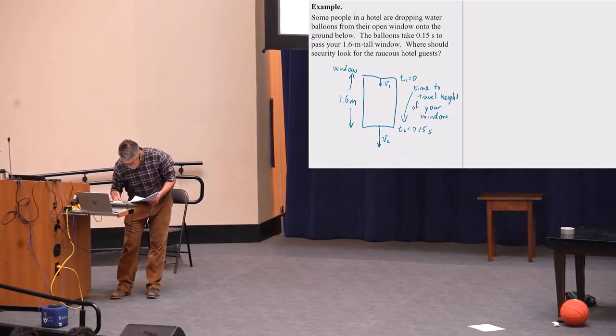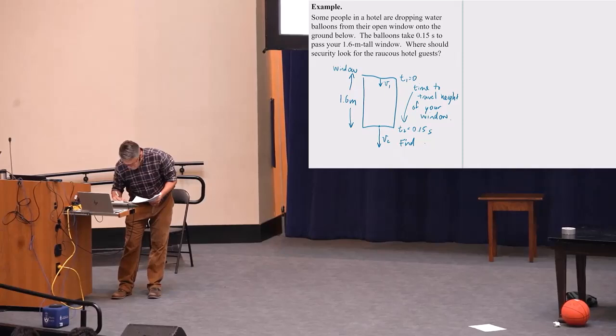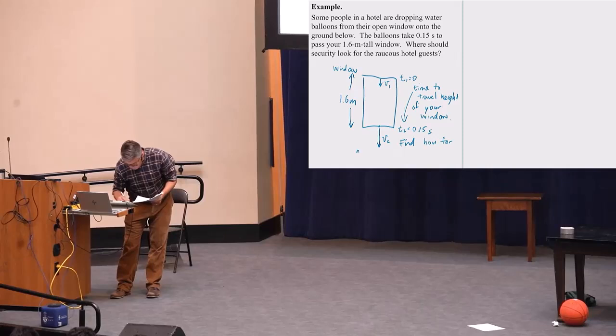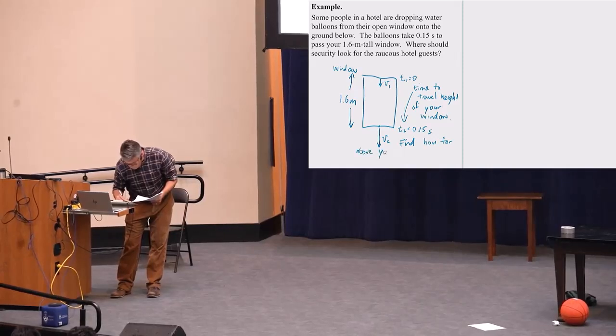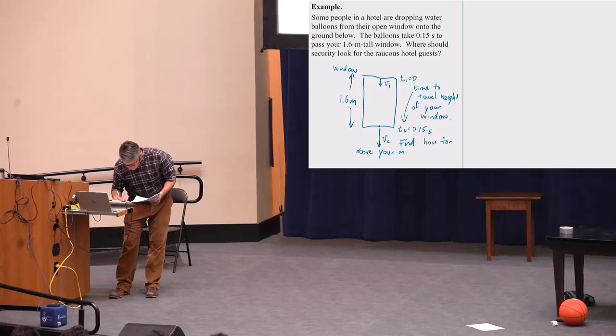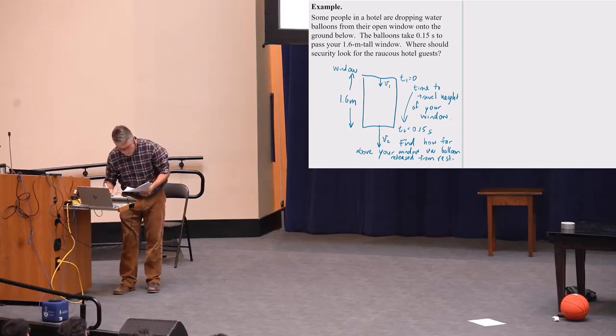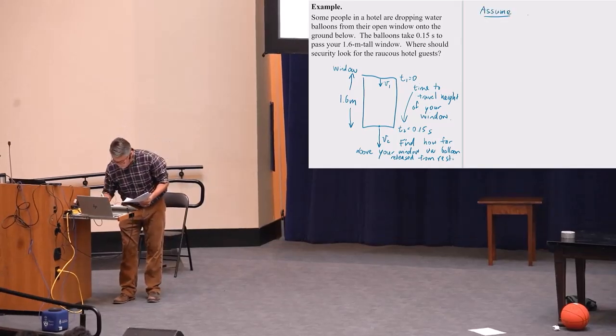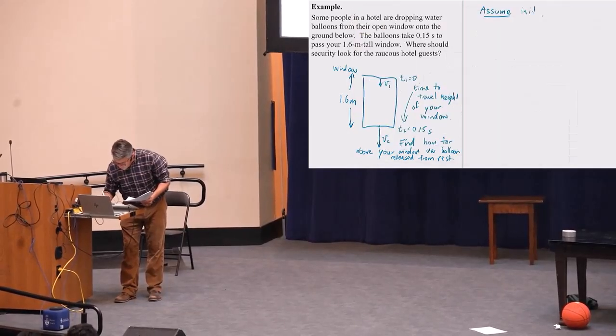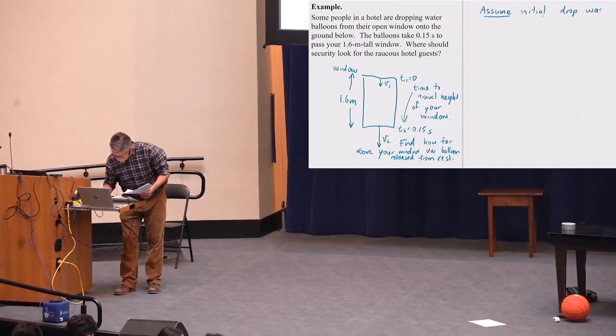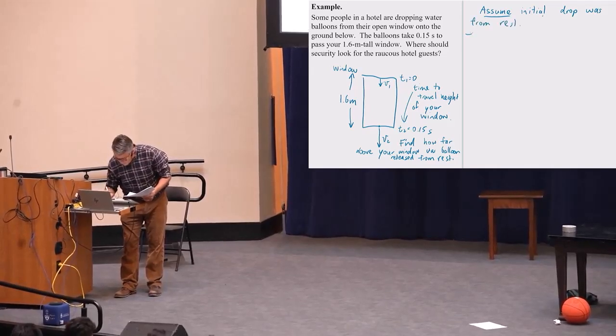So what we need to do is find how far above your window that they were released from rest. So that's another assumption, I guess, is that whoever was dropping these things was releasing it from rest. The balloon, which falls without air resistance, I guess, because it's filled with water, released from rest. Try to keep handwriting a bit better. So we will assume that the initial drop was from rest. And then we're going to divide.